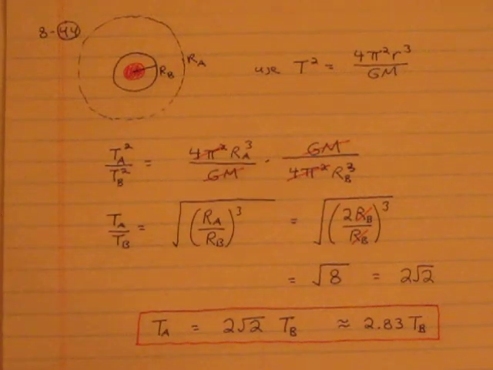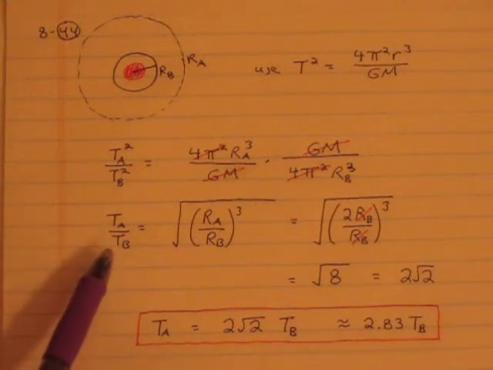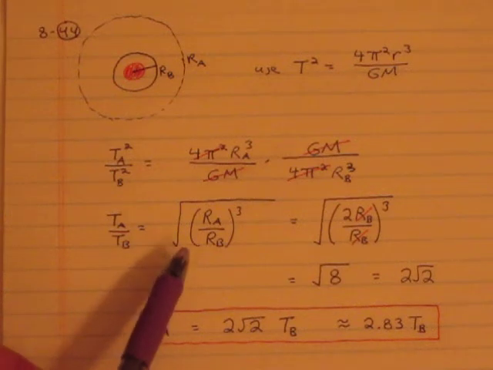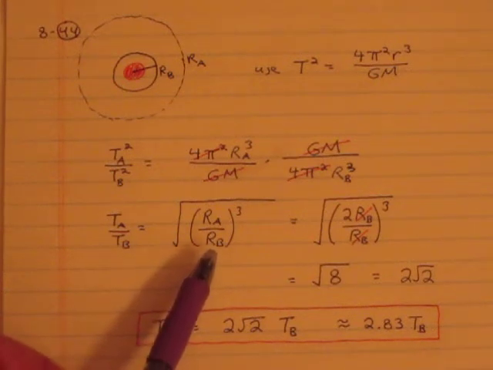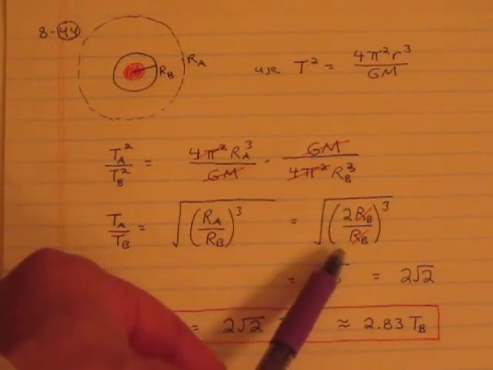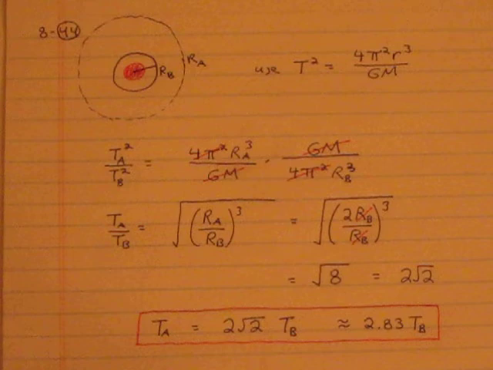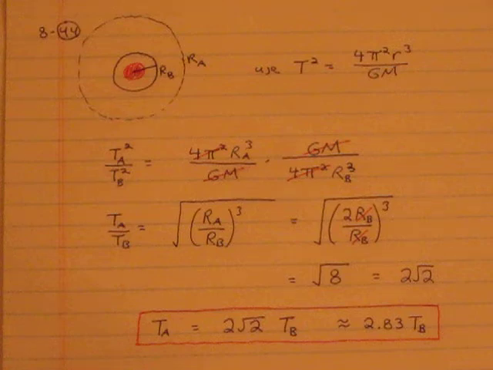Let's solve now for the periods. So we'll take the square root of both sides of the equation. Period of A divided by period of B equals the square root of R A over R B, cubed. Now I'm going to do a substitution that R A is twice R B, so there it is. Now the radius of B cancels out, and we're left with 2 cubed, and so that's going to be 8. We're taking the square root of it. So in the end, we have that the ratio of the two periods is 2 square root of 2, which is about 2.83. So we can write it this way: the period of A is 2 square root of 2 times the period of satellite B.